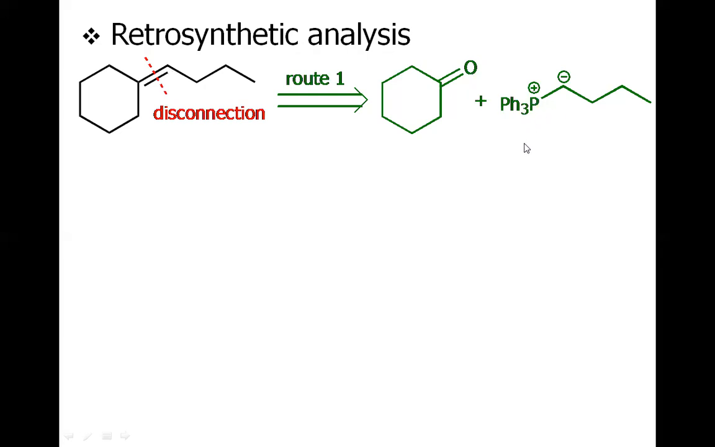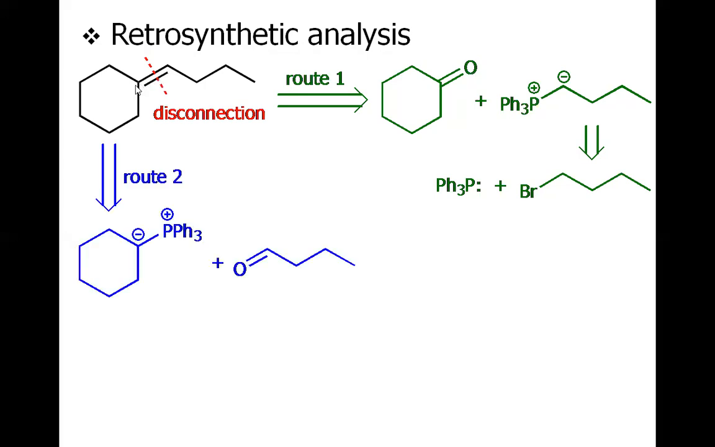And now this ylide will be made from the corresponding haloalkane and the triphenylphosphine. So this is route 1. In route 2, the reverse is the case. Rather than considering this carbon to be the electrophilic and this carbon to be the nucleophilic, we reverse it. Let's consider this carbon to be nucleophilic, that is the ylide, which may be made from the corresponding bromocyclohexane, and this carbon to be electrophilic, that is the carbonyl in this case.